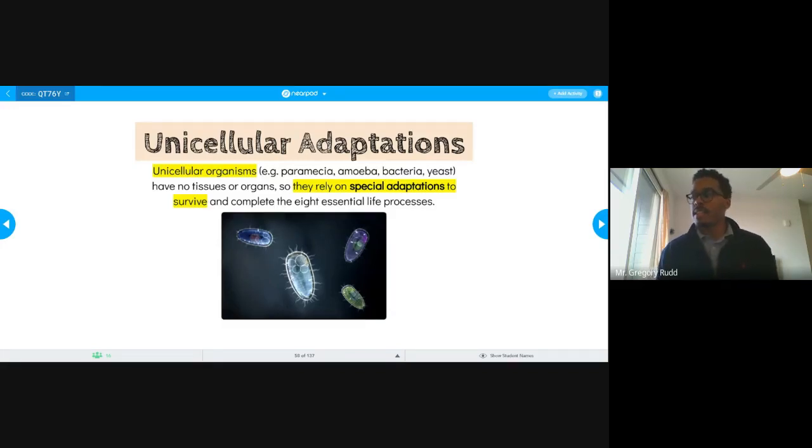All right, so I'm pretty sure this is an artist's rendering of paramecia, which is a special type of unicellular organism. So unicellular organisms are pretty cool, not only because they are literally a life form that consists of only one cell, but also because they are basically remnants of the past. They provide us clues about what life first looked like on planet Earth.